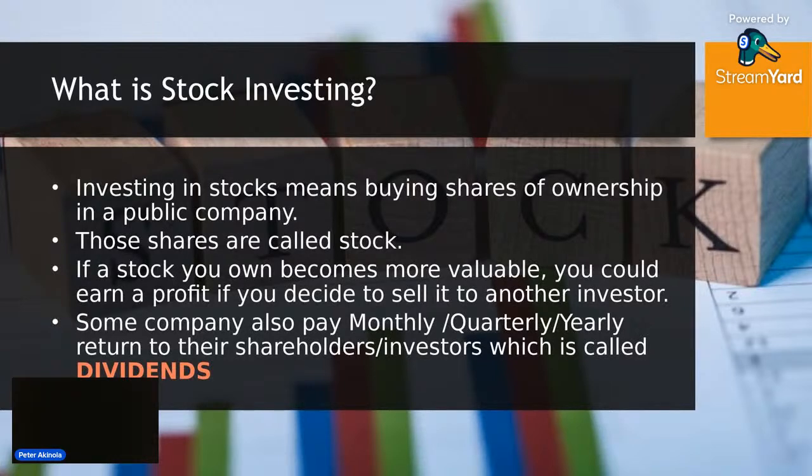Investing in stock means buying shares of ownership in a public company. Those shares are called stocks. If a stock you own becomes more valuable, you can earn a profit if you decide to sell it to another investor or sell it back to the company, because that also happens. Some companies also pay monthly, quarterly, or yearly returns to their shareholders, which is called a dividend.